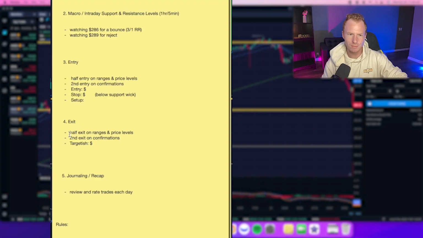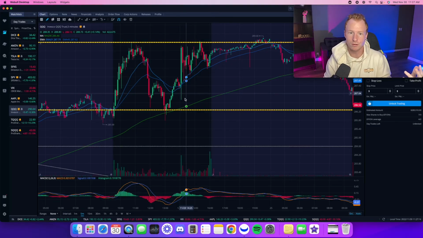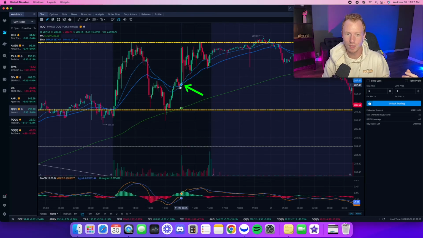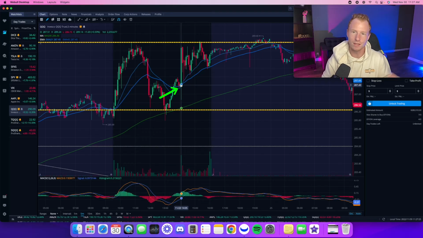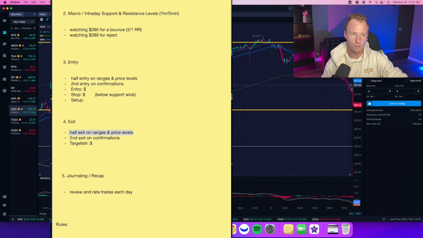So exit, same thing. I do a half exit on ranges and price levels. So for this scenario, I probably would have sold half at this little resistance level we had in the pre-market, so I sold half here. And then I'd wait for a confirmation that the price is going down. So this right here probably would have been my confirmation just because we started to sell off. So I probably would have gotten out on my second exit right there, right? And that would have been a really good trade. It really would have been a profitable trade that I would have been happy with. And I always make sure to set down a target as well.